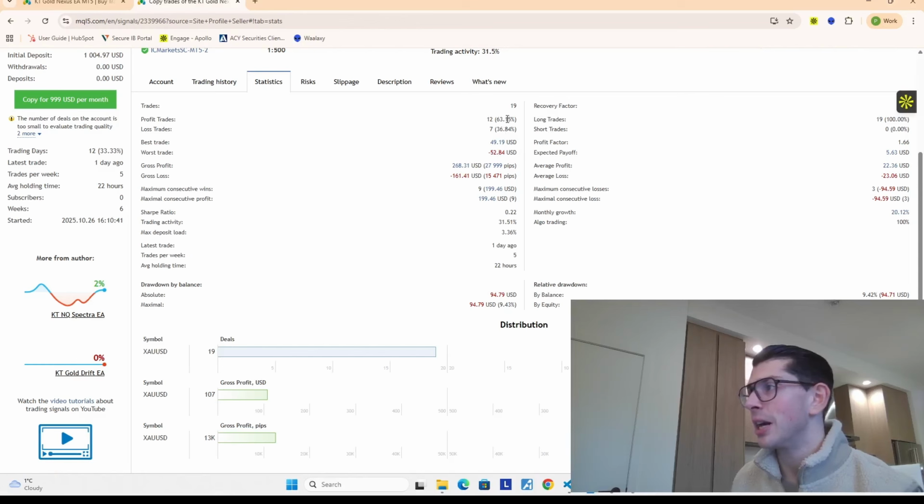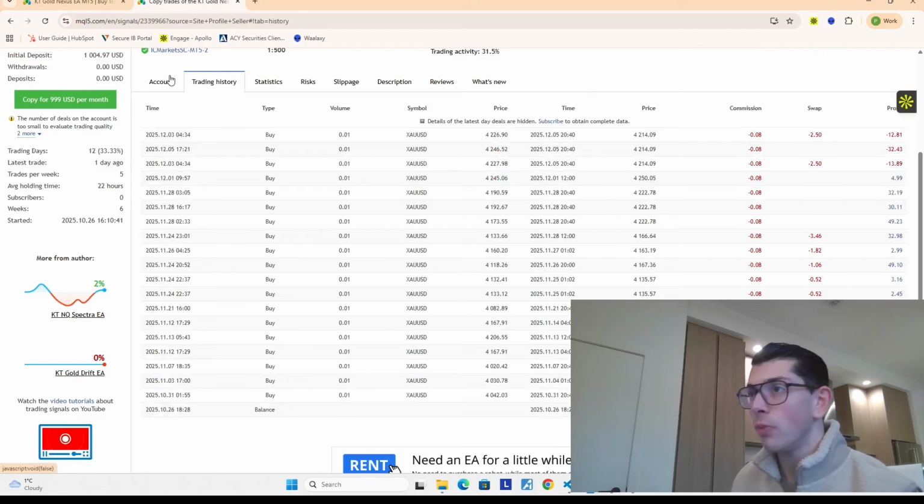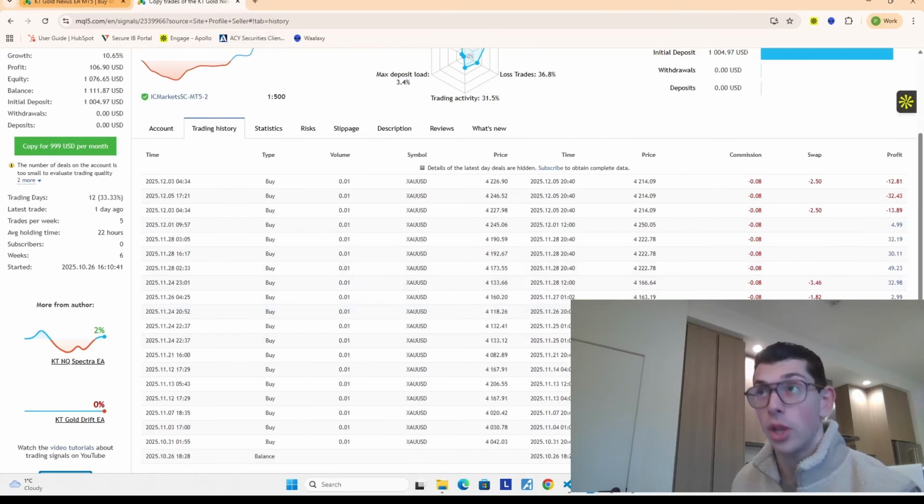And we can see that it is roughly a 1-to-1 risk reward with a 63% win rate. So it looks real, although it's pretty short, right? We only have a handful of trades here, so we don't know for sure how it works. But overall, it's looking quite solid.